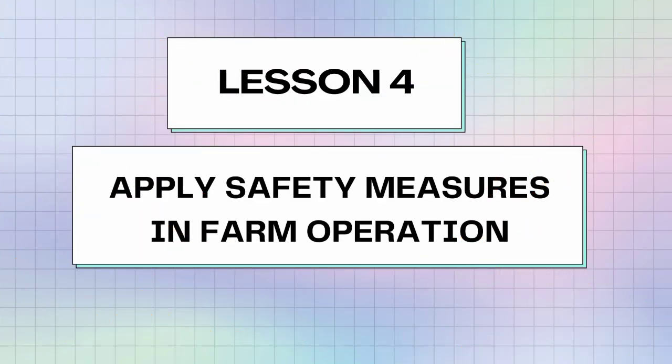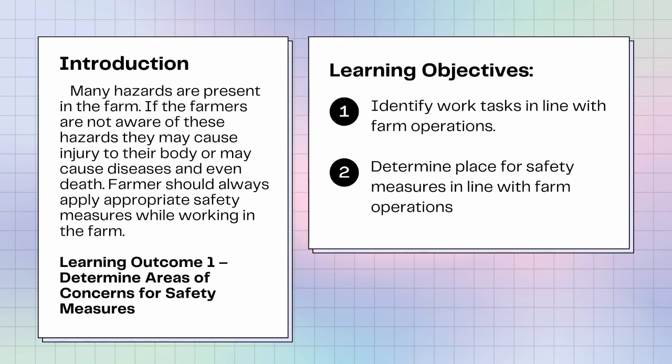So the lesson today is Lesson 4: Apply safety measures in farm operation. Many hazards are present in the farm. If the farmers are not aware of these hazards, they may cause injury to their body or may cause diseases and even death. Farmers should always apply appropriate safety measures while working in the farm.